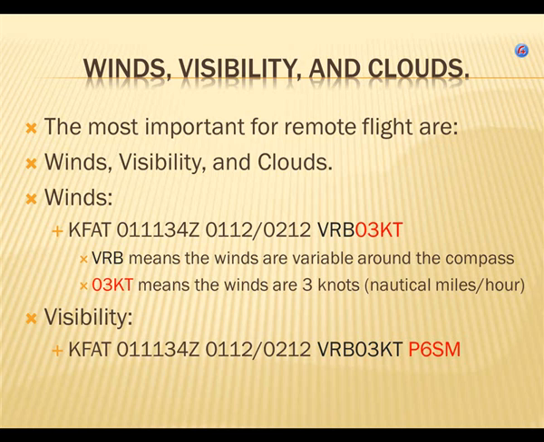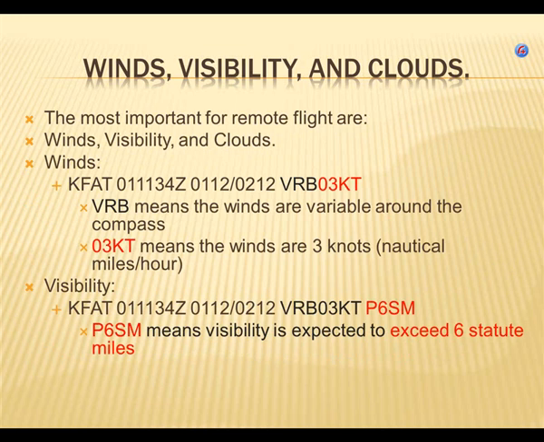They use the word P for plus, instead of putting the equal sign or a plus sign. So if you put a plus in front of a 6, what does that mean to you? What does that mean? A plus in front of the 6. It means that they expect the visibility to be greater than 6 statute miles. So P6SM means that it's more than 6 statute miles.